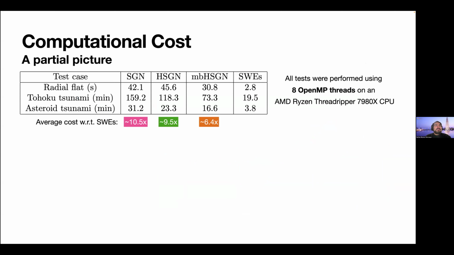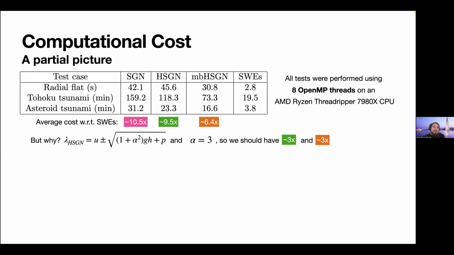Finally, here's a computational cost comparison, a preliminary one. I'm considering three different scenarios: a radial solution over a flat topography, the Tohoku tsunami, and the hypothetical asteroid tsunami. And I'm writing down here the relative cost with respect to the shallow water equations. And you can see that mile bottom HSGN is a pretty attractive alternative to other models. This is run on 8 cores on a single node.